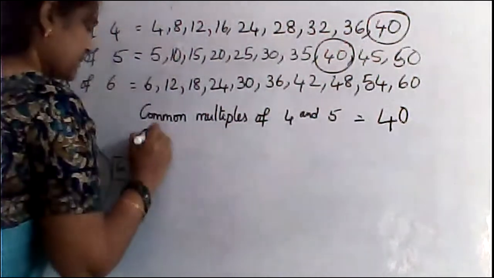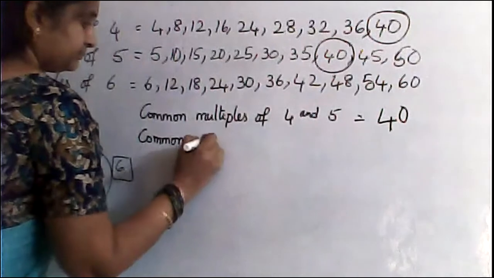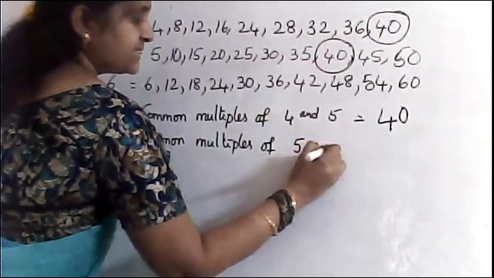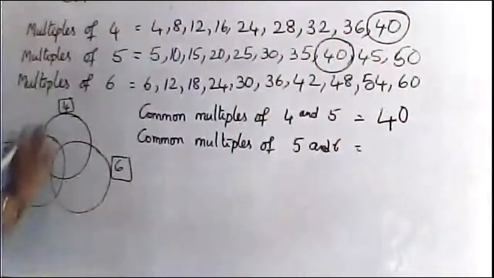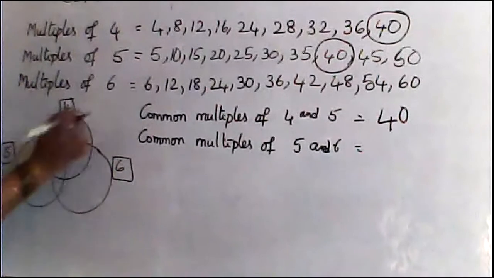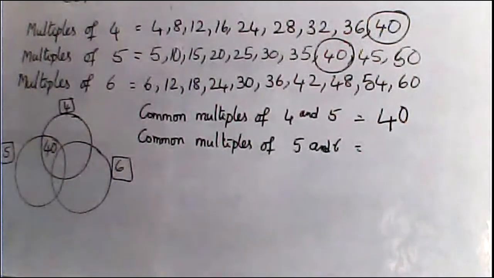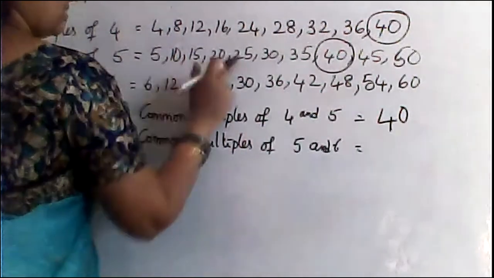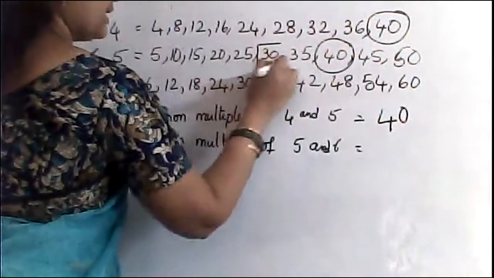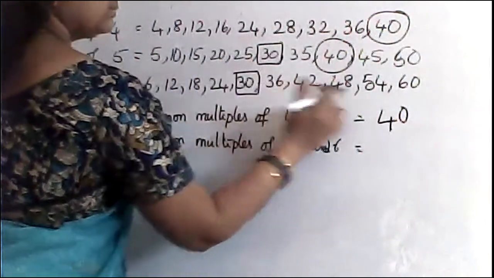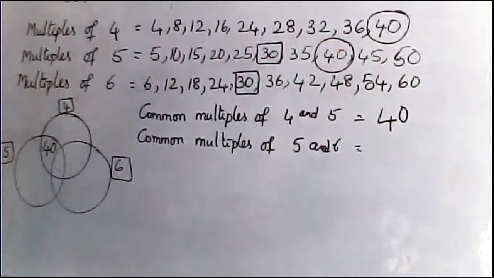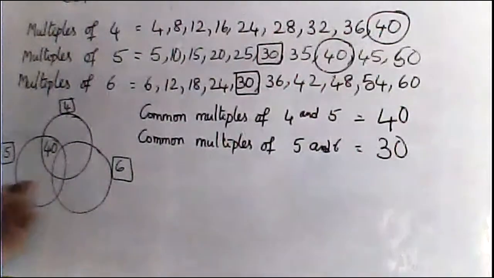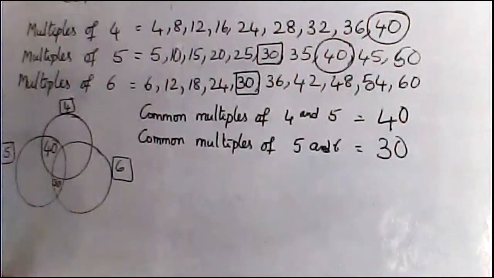Next, common multiples of 5 and 6. For 4 and 5 we have to write 40 here. Now common multiples of 5 and 6: check it. Only 30 we have. Yes, ma'am, 30. So for 5 and 6, in this place you have to write 30.